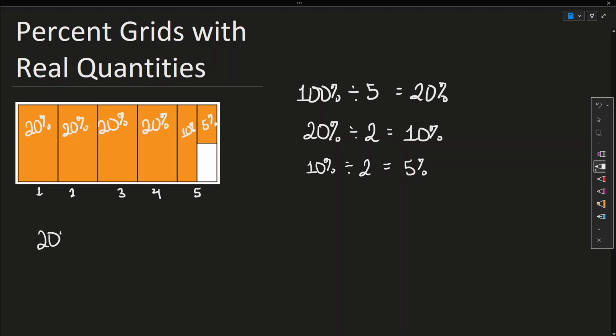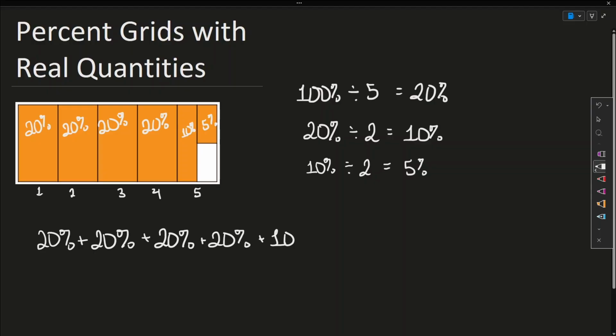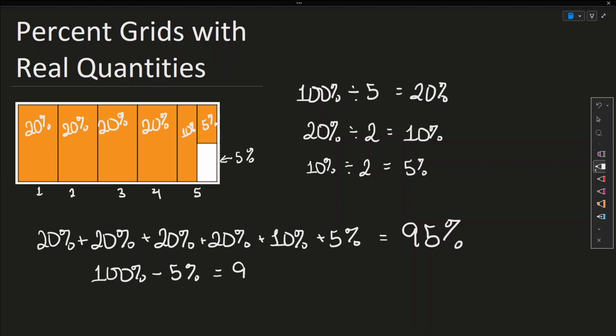So together we have 20% plus another 20, a third 20, a fourth 20%, a 10%, and a 5% shaded. And when we combine all of those, that gives us 95%. Another way I could have thought about this is that this missing piece is also 5%. So the entire thing minus the unshaded portion would also give us 95%. Either way, the shaded amount is 95%.